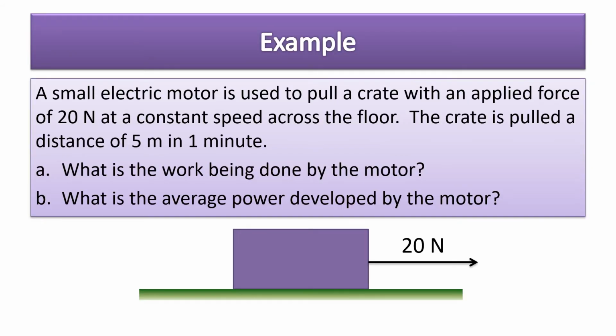So here's an example. It says a small electric motor is used to pull a crate with an applied force of 20 newtons at a constant speed across the floor. The crate is pulled a distance of 5 meters in 1 minute. What is the work being done by the motor? And what is the average power developed by the motor? If you want, you could pause the video and try this one out on your own.